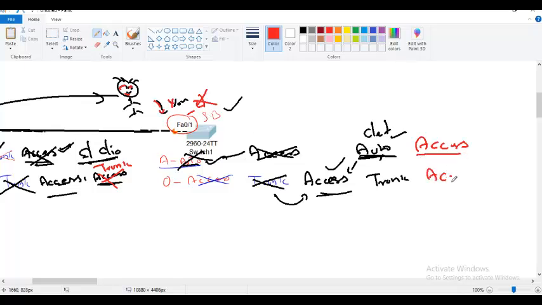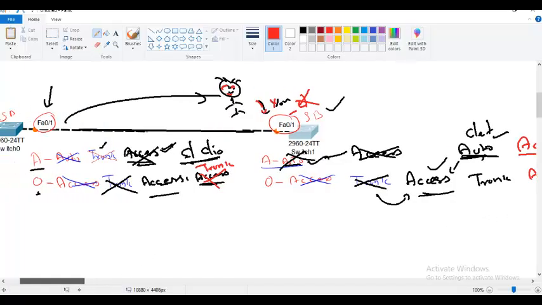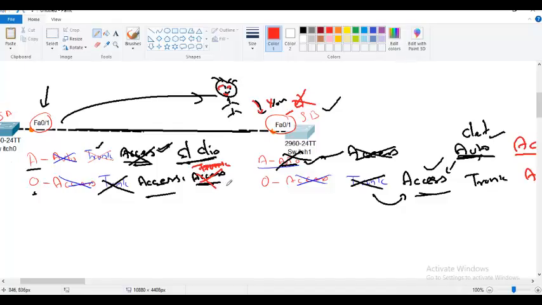Yeah, right. So dynamic desirable, how to configure? Show interface F0/1 switchport. What is the current mode? It is in auto. I'm going to say switchport mode dynamic desirable. The default is auto, but I'm saying no. Dynamic desirable. What does it mean?